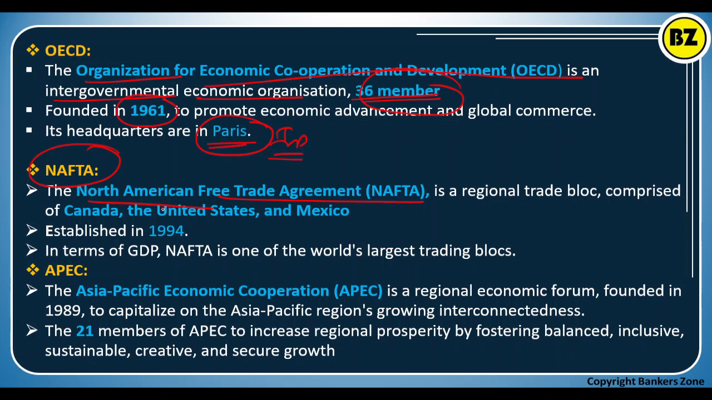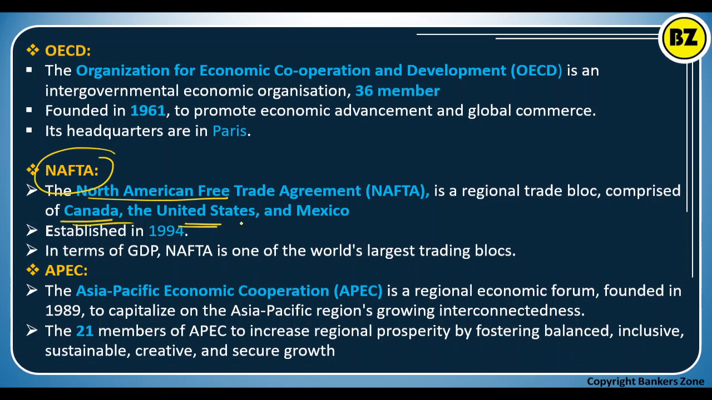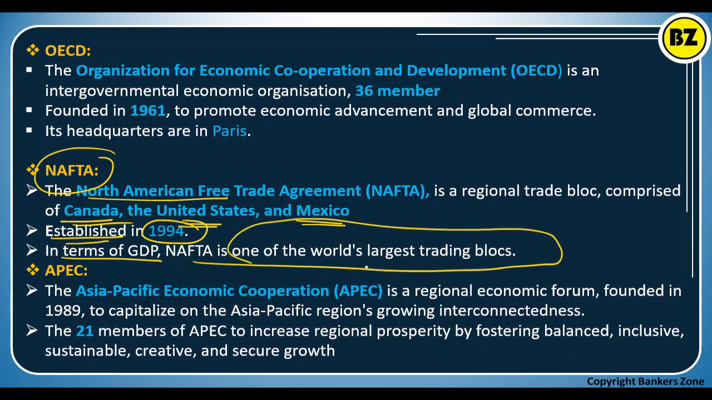Now NAFTA is the North American Free Trade Agreement. It has only three countries: Canada, USA, and Mexico. Remember, NAFTA has only 3. North American, so you can easily remember Canada, USA and Mexico. It was established in 1994. In terms of GDP, NAFTA is one of the world's largest trading blocs. Canada, USA and Mexico are important trading partners, so obviously they will contribute in terms of GDP also.